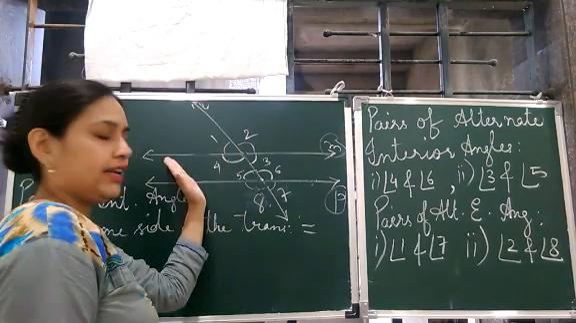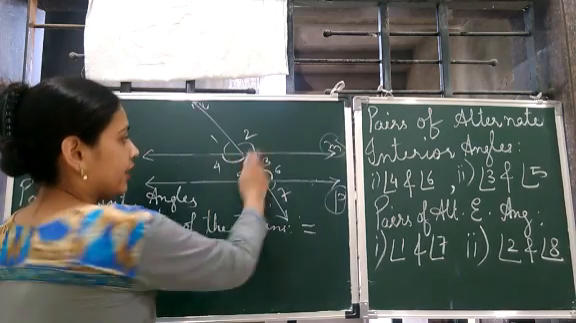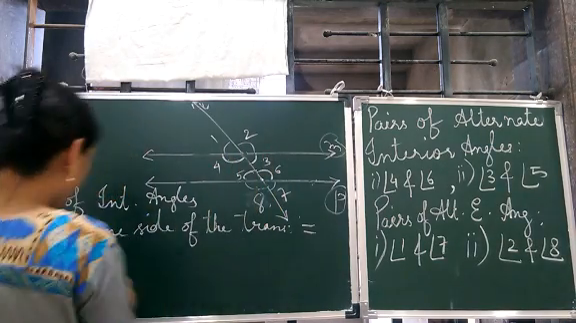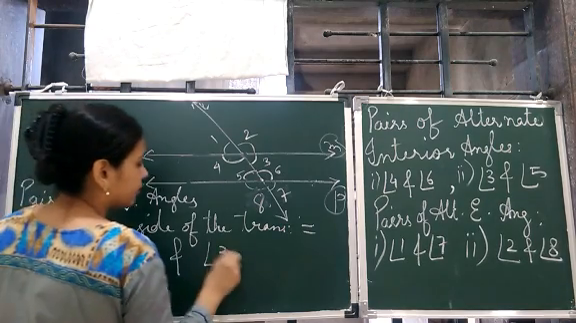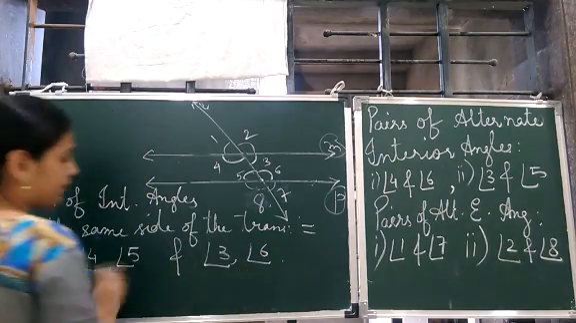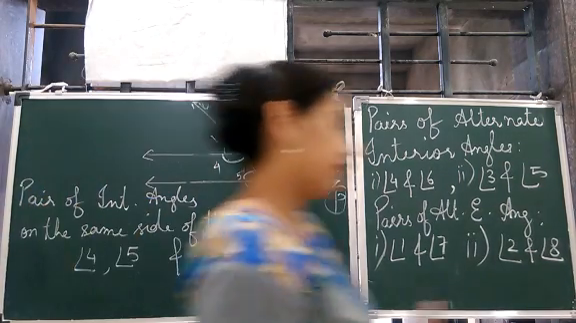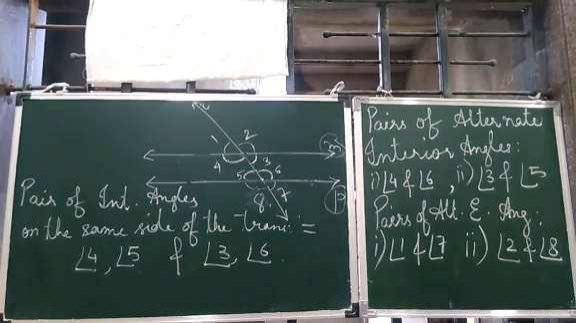They are on the left side. That is 4 and 5, and on this side 3 and 6. So angle 4, angle 5, and angle 3, angle 6. This is a pair of these, and this is a pair of these. Got it? Now there is another new word.